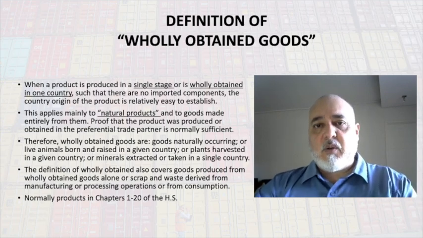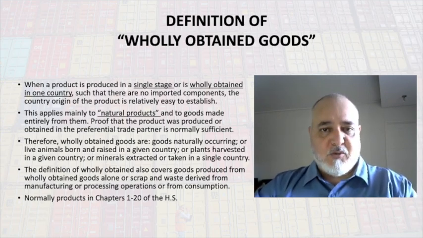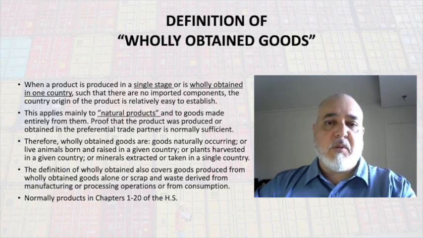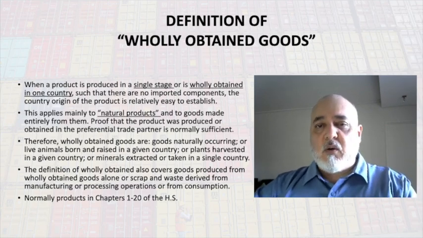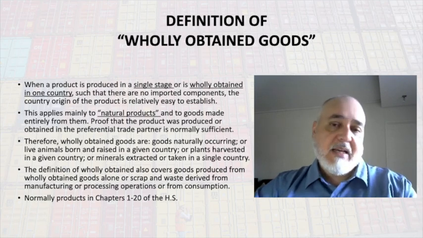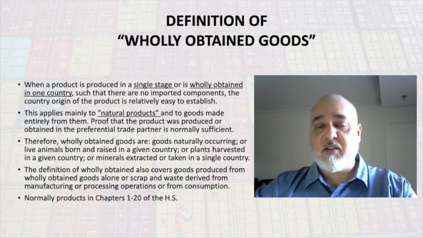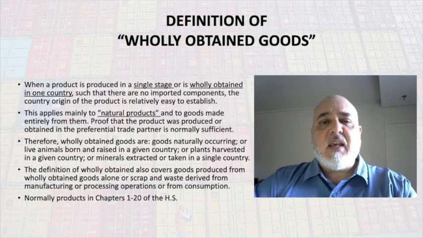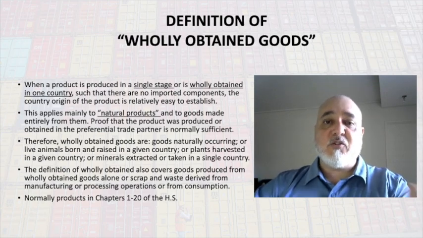Let's start with the criterion of wholly obtained goods, which also includes wholly produced. When a product is produced entirely in one country or from natural resources found in that country, it is relatively easy to establish its country of origin.